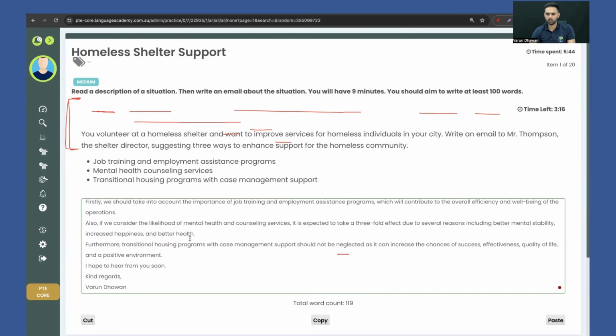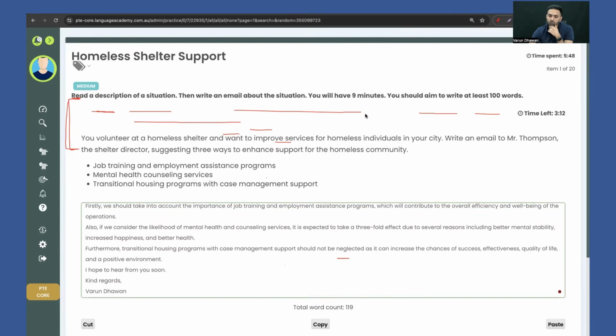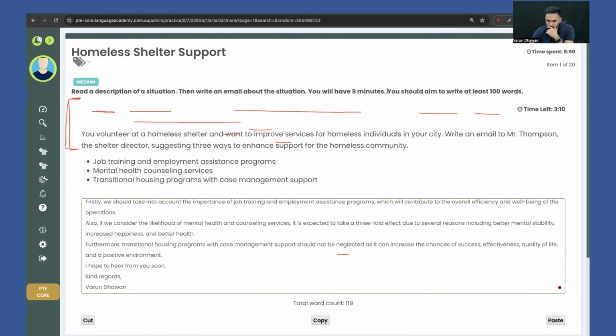No full stop required. You remember this thing? When I took the test, right, I also got confused. The essay prompt will say you should aim to write at least 100 words. But the marking guide, this is a bit contradicting, but the marking guide of PTE Core says you can write between 50 to 120 words.